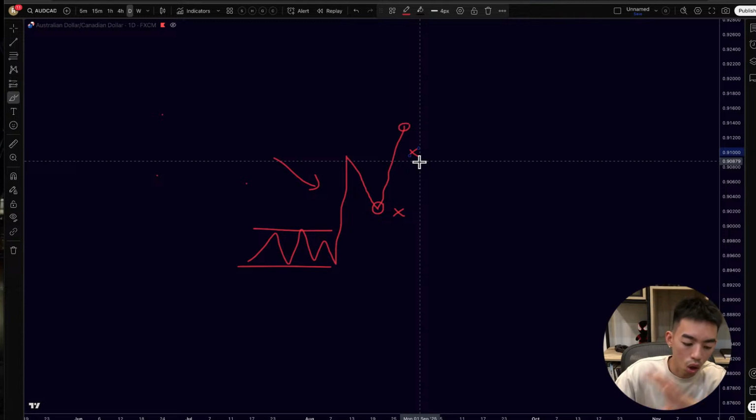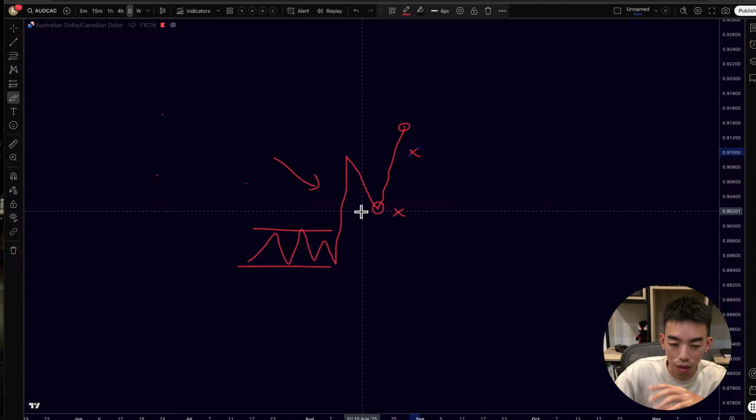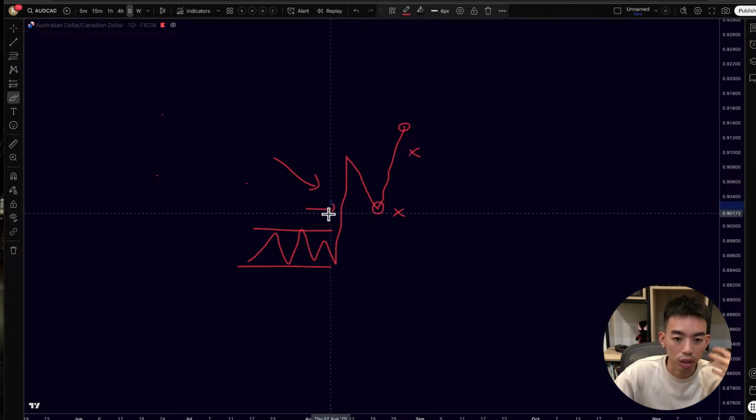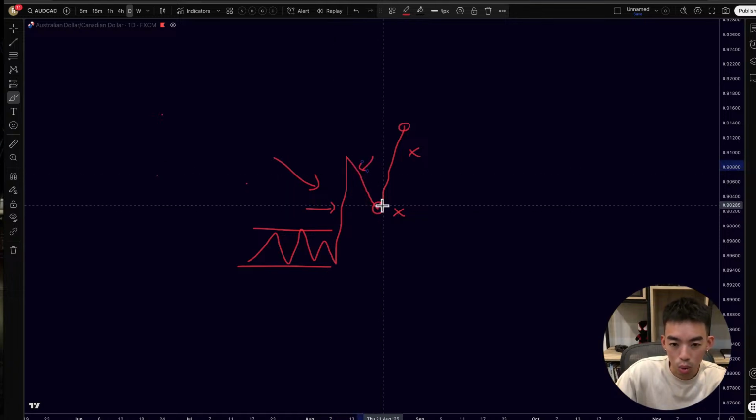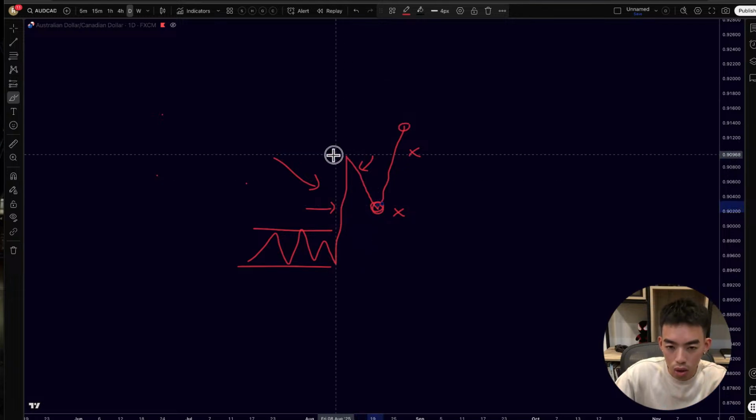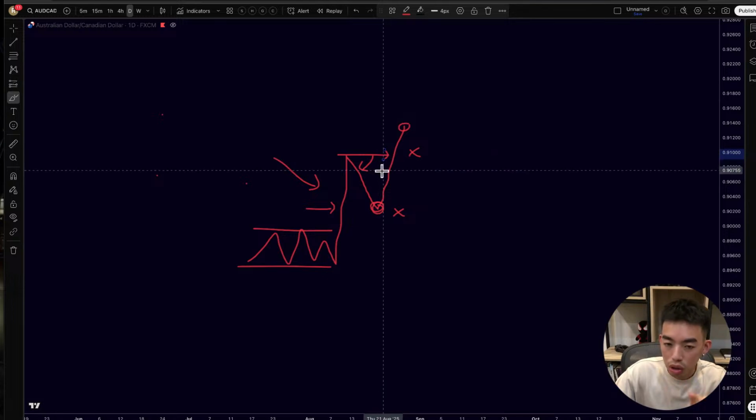Now, this whole setup has a lot of things involved. We first need to have a breach like that, indicating strong demand in the market. We then need to identify the pullback. We then need to look for our entry, and then we need to manage our exit, trying to get out around areas like this.